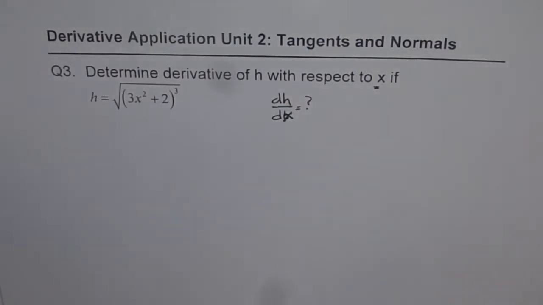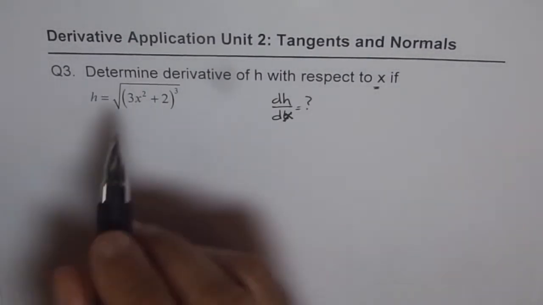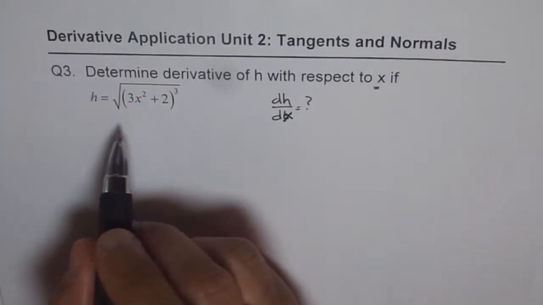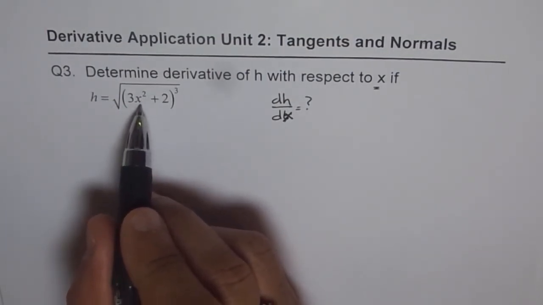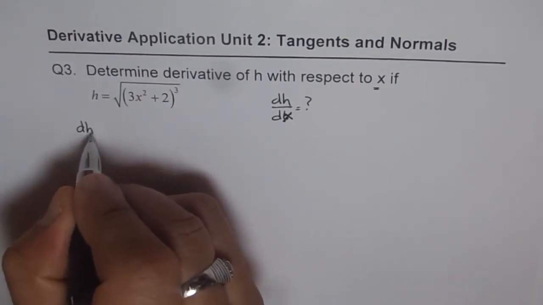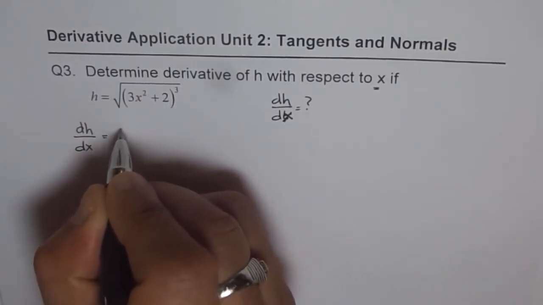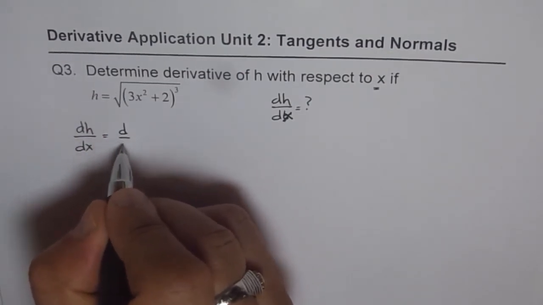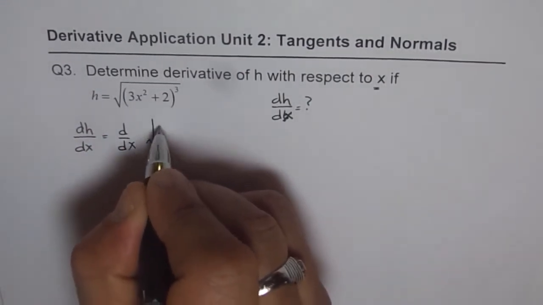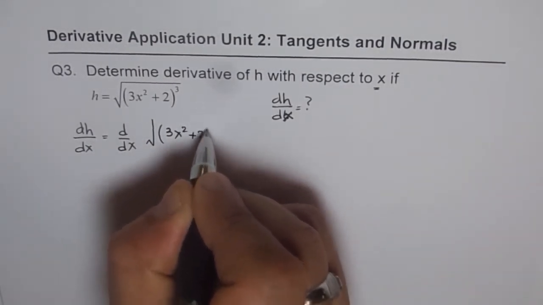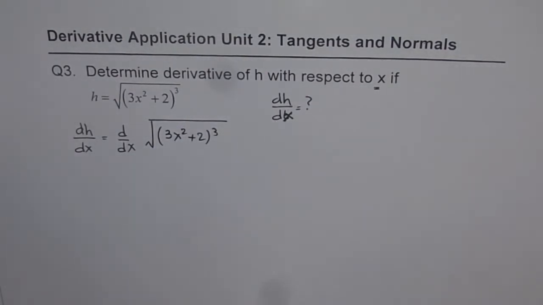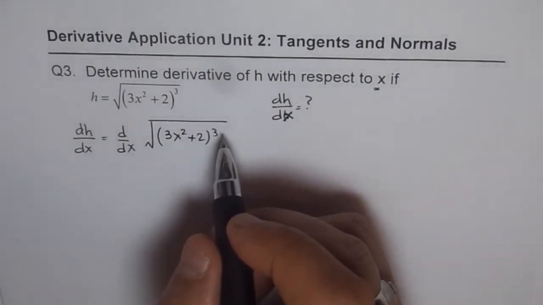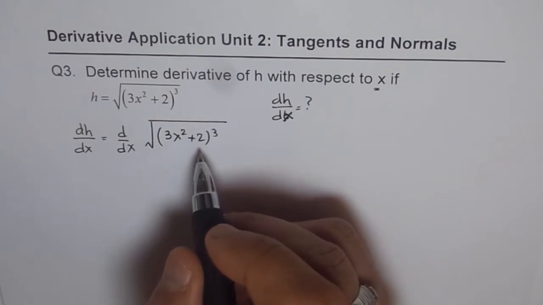Now the equation for us is h equals the square root of (3x squared plus 2) whole cubed. So let's take the derivative of h with respect to x. Since it is a function of x, we can always do it. So we get dh over dx equals d/dx of the function, which is the square root of (3x squared plus 2) whole cubed. Now we can apply many different rules here. You can use the function power rule. That is probably best to apply in this scenario.